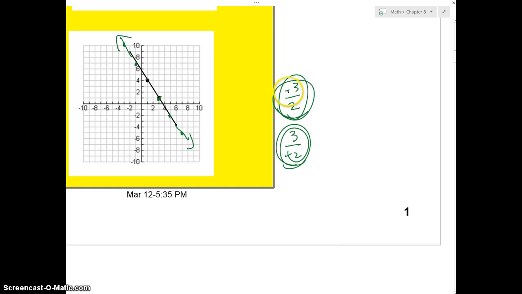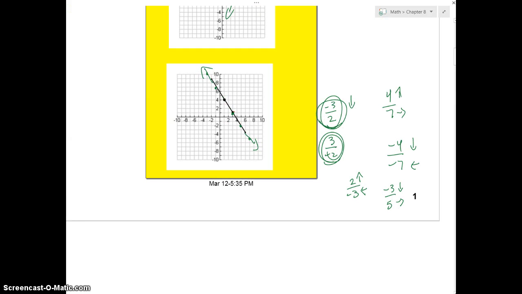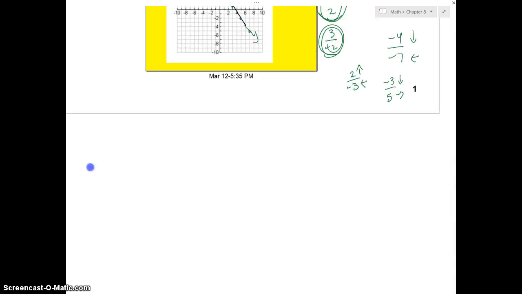And again, what does this mean? If it's negative in the numerator, it means it's going down. If it's positive in the numerator, so if you had 4 over 7, that will be up and to the right. If it was negative 4 over negative 7, that's down and to the left. If you had 2 over negative 3, it rises 2 and then goes to the left. If you had negative 3 over 5, that will be down and to the right. Again, the positive and negative tell you which way it goes, up or down, left and right. But it's always the change in y over the change in x when we're talking about slope.